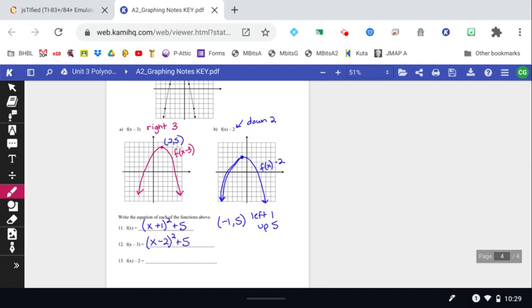And our last function, our center is negative 1, 3. So this is going to tell me that I have f of x, so this would be x plus 1 squared plus 3.